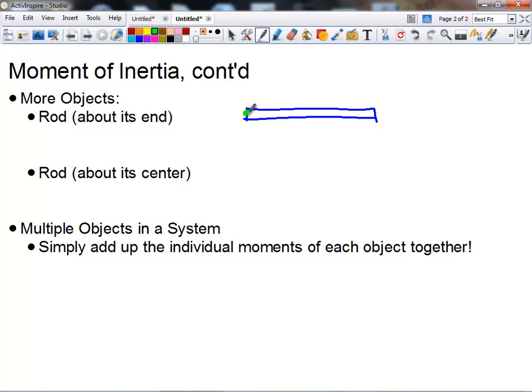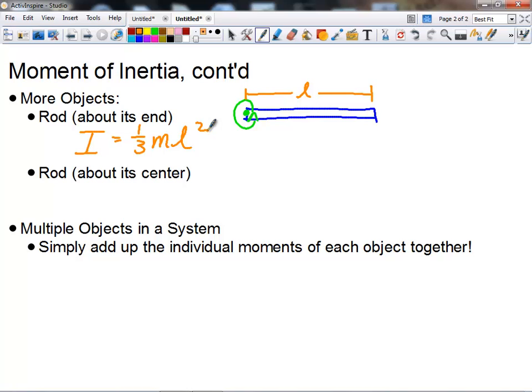Okay, so if we hold a meter stick here on one end, rotate it around. There's really not a radius for that per se, so we're not going to use r for our variable. Instead, we're going to use L, where L is the length of the entire rod. And our equation for a rod about its end is that I equals 1/3 ml squared, where m is the mass of the rod and L is the total length of the rod.